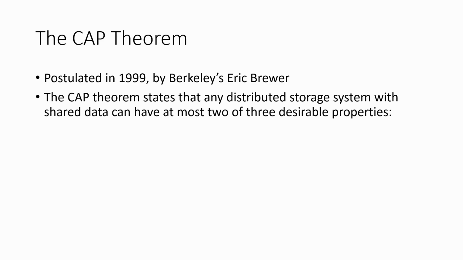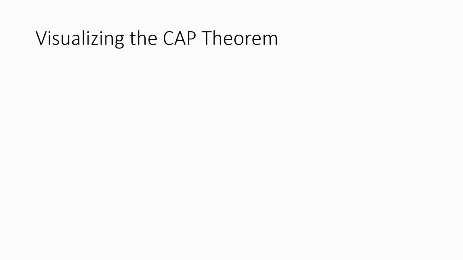The CAP theorem states that any distributed storage system with shared data can have at most two of the three desirable properties. It can be consistent, available, or tolerate partitions. So these are the three desirable properties, and the CAP theorem states that at a time you can have only two of the three, but you can never have all three simultaneously.